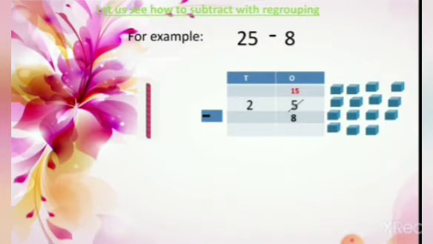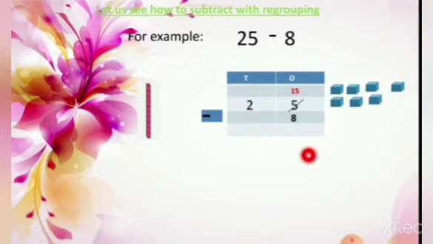Now 15 minus 8. Now 15 is a bigger number. So we have to take away, or you can say minus, 8 from here. 1, 2, 3, 4, 5, 6, 7, 8. Now how many are left? 1, 2, 3, 4, 5, 6, 7. 15 minus 8 is 7. We will write 7 in the ones column.